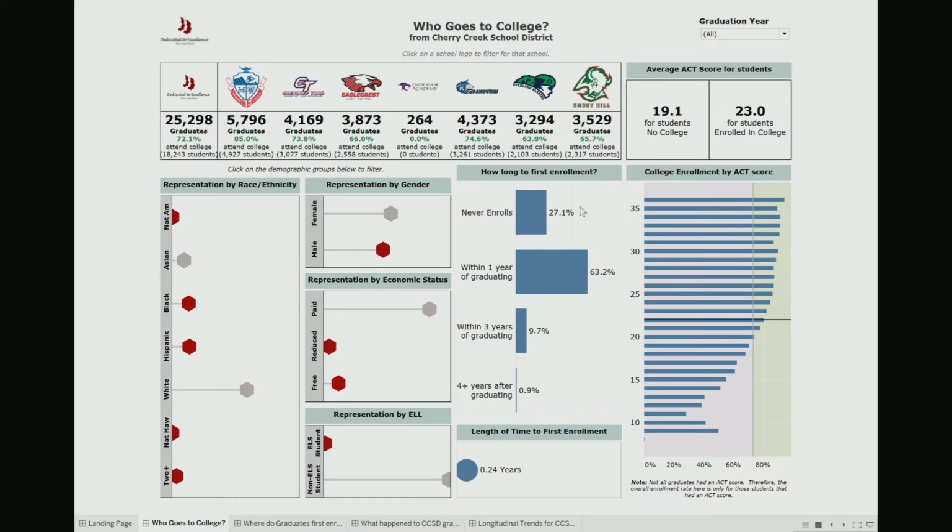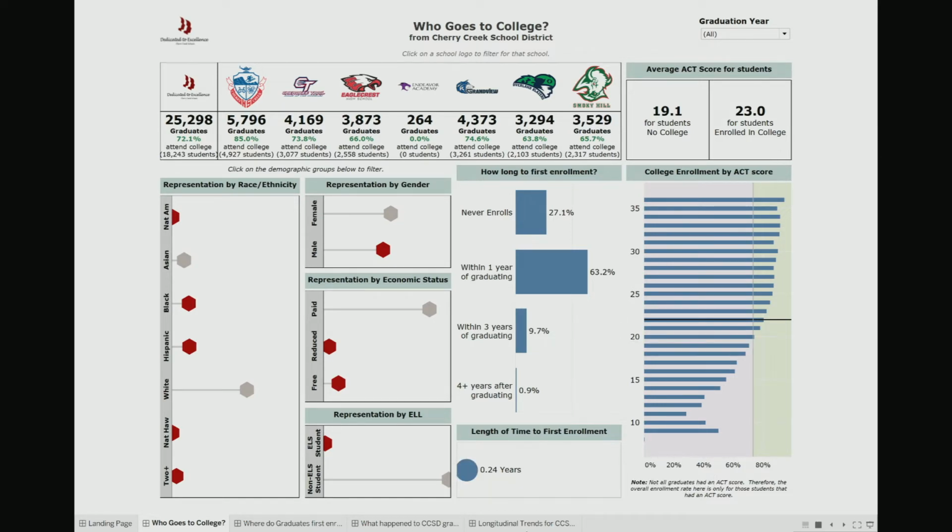And then you have how long to first enrollment. The majority of our kids enroll within 1 year of graduating, if they ever enroll. And then we have a small percent of kiddos that enroll after 4 years. My hypothesis is that these are our kiddos who are maybe taking advantage of the GI Bill and have gone and served. And then the average length of time to first enrollment is 0.24 years, which is essentially the summer months, right?